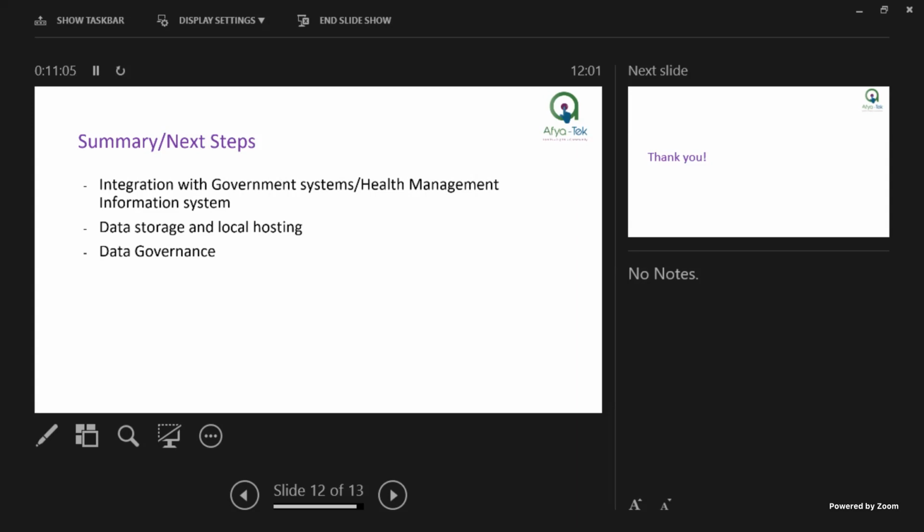But also we've been discussing how to do the data storage and local hosting at the government, and ensuring that we have, of course, the data governance plans. So these are all next steps as we continue to solicit funds from the donors to support the AFETEC expansion.